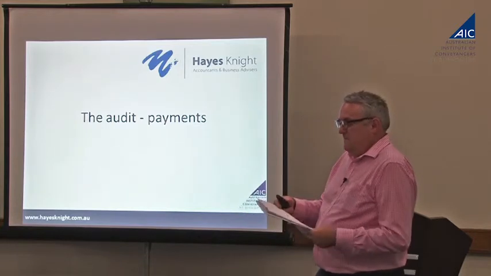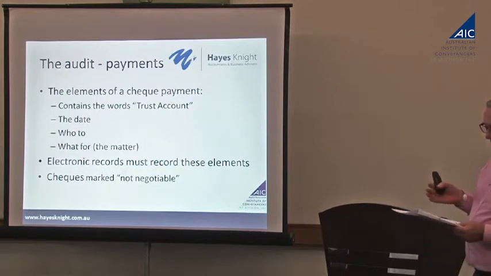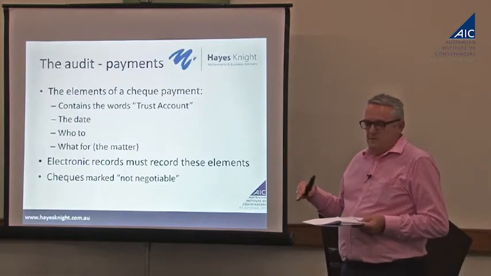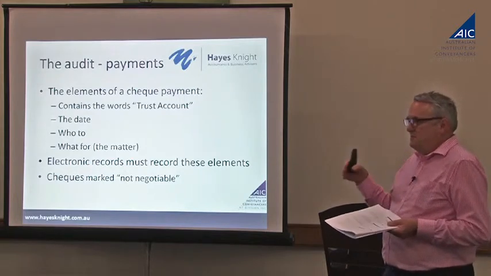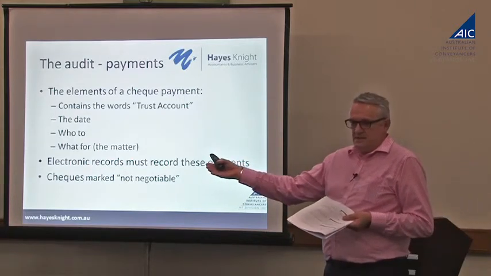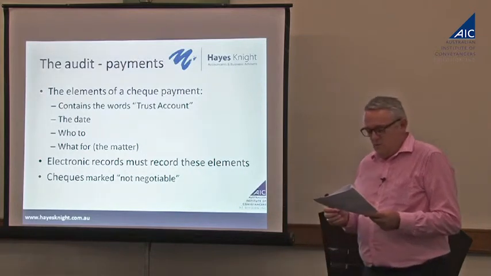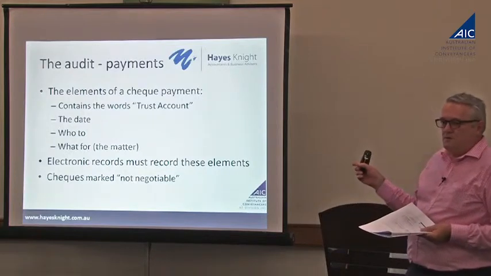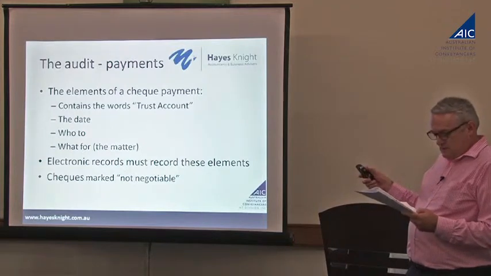Well, when you have receipts, you must have payments. So it's the same sort of elements that we're looking for. Traditionally, we'd look at the cheque butt and see that all that information is recorded on the cheque butt. Date, how much, who for, which matter, reference to the ledger card. So all those elements need to be there for payments. And most importantly, cheques need to be marked not negotiable.